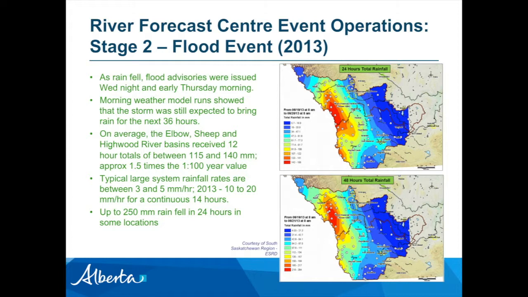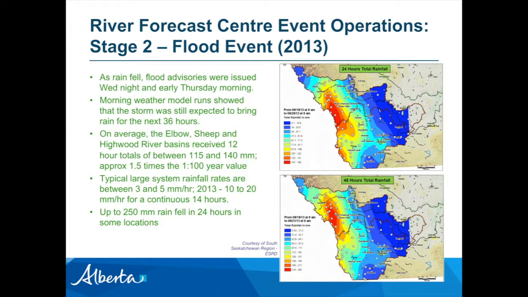When you talk about historical events within those basins, it's not unusual to see hourly rainfall rates of between 3 and 5 millimeters with some outliers. This time we were getting 10 to 20 millimeters for almost a continuous period of about 14 hours. So for whatever reason, we were getting almost 3 times the event that we were expecting in some locations. And the huge driver was that first 12-hour rainfall intensity load that was expected and pushed on those basins.